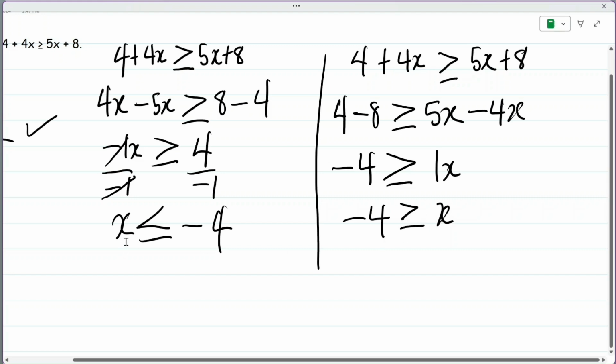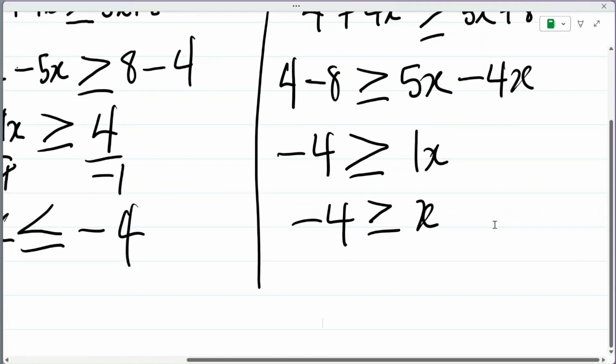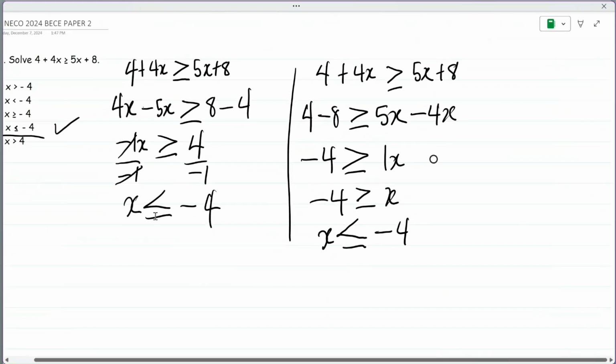Watch. Same as this one that we actually divided by a negative number and we flipped the direction of the sign. The pointed part is facing x. That's less than, pointed part is facing the x. Since you might want your x on the left, you can still write it as x, but the sign must face the x as it is on the other side. So you have a pointed part facing the x with your equals to sign under, then you have minus 4 on this side. You can see that both answers are the same. So I hope you understand this.